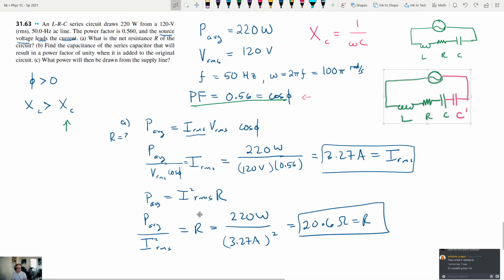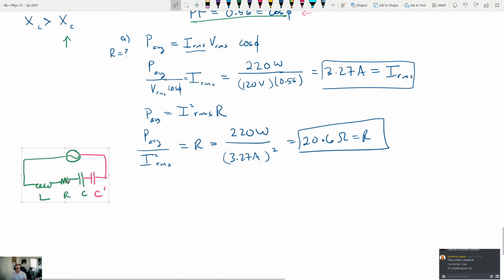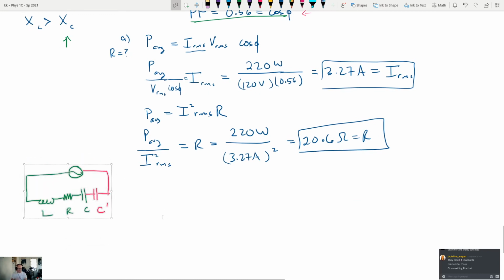Can I move it? Will it let me do that? Please? Is it because you have a lot of ink on the page, maybe? Yeah, OneNote doesn't like it when you get too much stuff. Anyway.